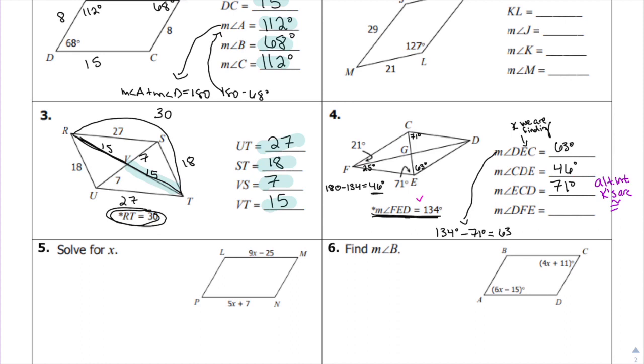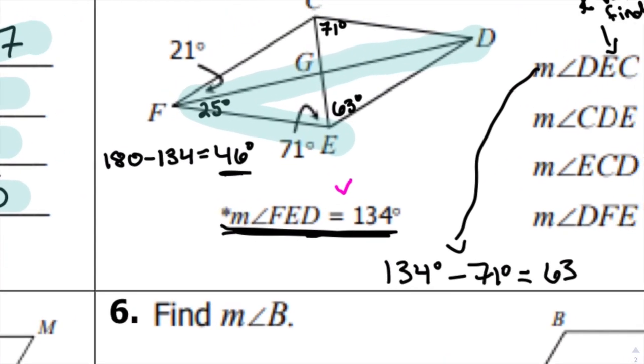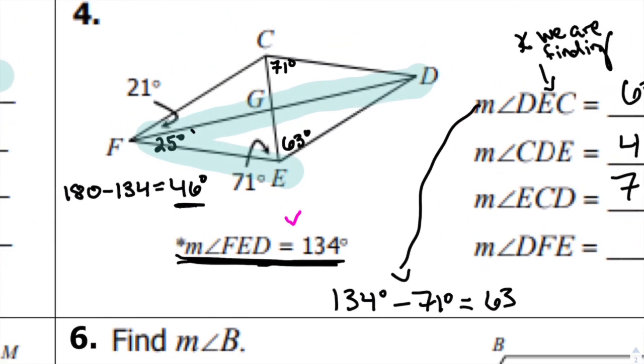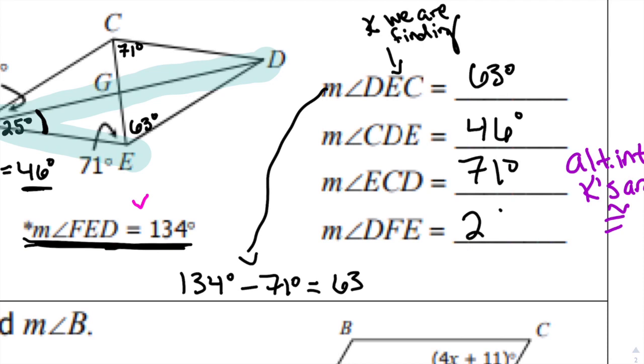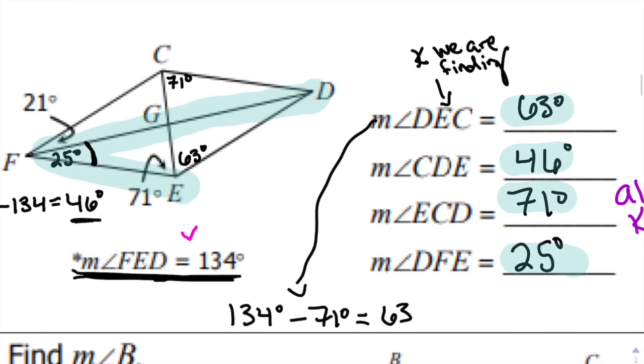All right, let's look at DFE. See how I am literally highlighting that angle there? Oh, we already found this. We found this earlier. Remember that we did 46 minus 21. So that is 25 degrees. Now, I want to make a note, though. You don't have to go in order. It actually might have been easier to go out of order here. So know that you have that option as well.